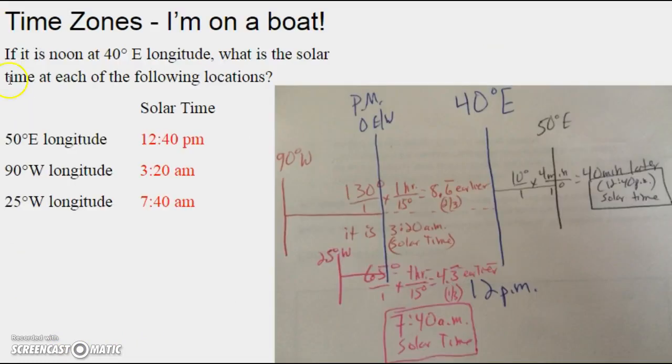Next one, time zones. Let's say I'm on a boat. It's noon at 40 degrees east. This is going to be my reference, and I tried to color code these so I can do them one at a time. So what is the solar time at each of the following locations?